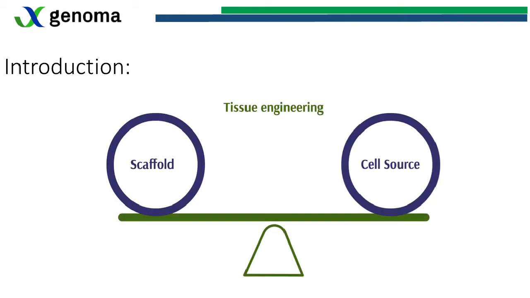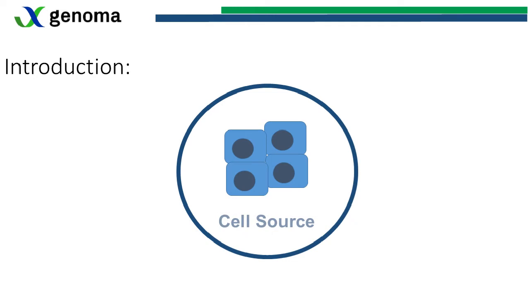So basically, liver tissue engineering, and tissue engineering in general, depends on 2 important factors. We need a scaffold where the cells will grow onto, and also we need a proper cell source. So we need cells and scaffold to generate a fully functional tissue engineering graft. So let's talk first about cell source. What are the cell sources that we can use for liver tissue engineering strategies?